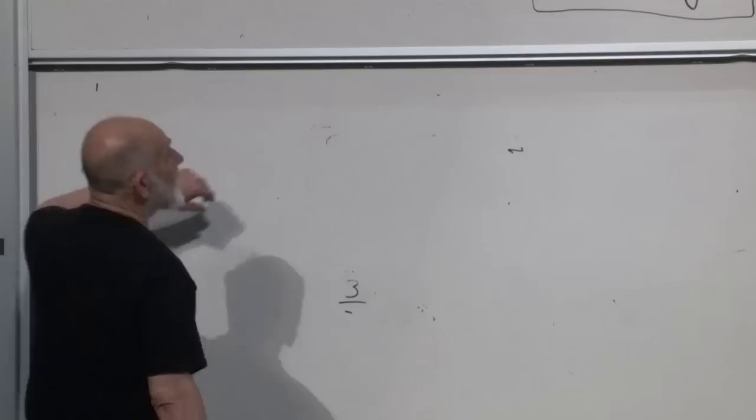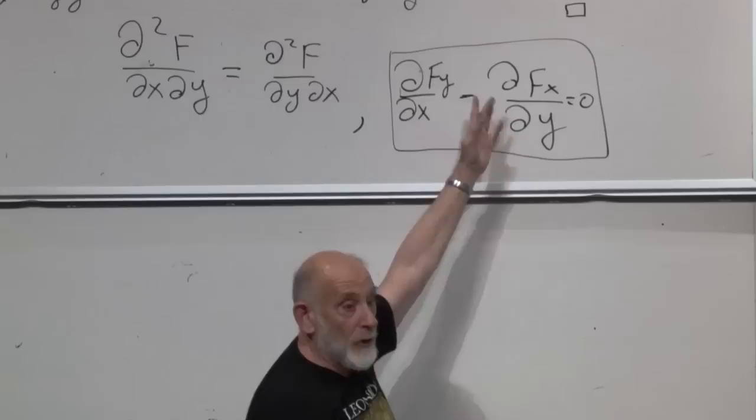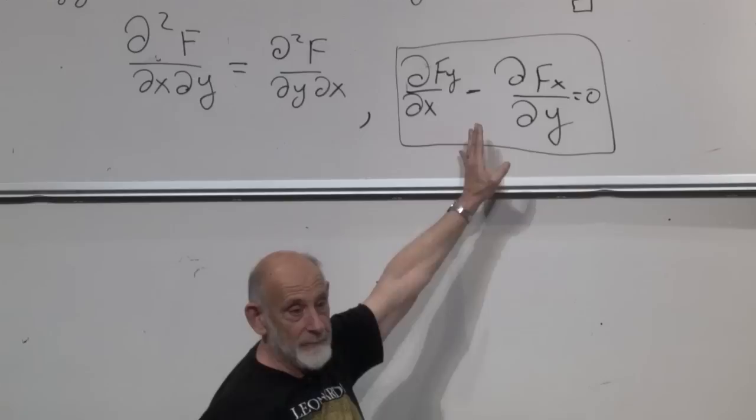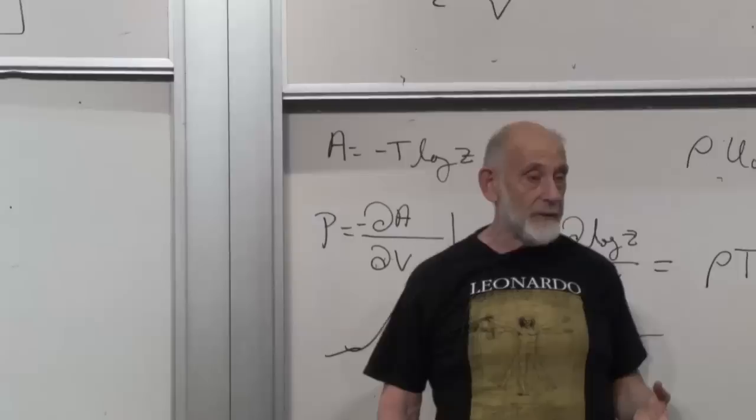Oh, incidentally, when this is true, the vector field F, or the Fx and Fy, are called exact. When it's not true, they're called inexact. Exact here does not refer to accuracy. It refers to whether the curl of the vector field is zero.